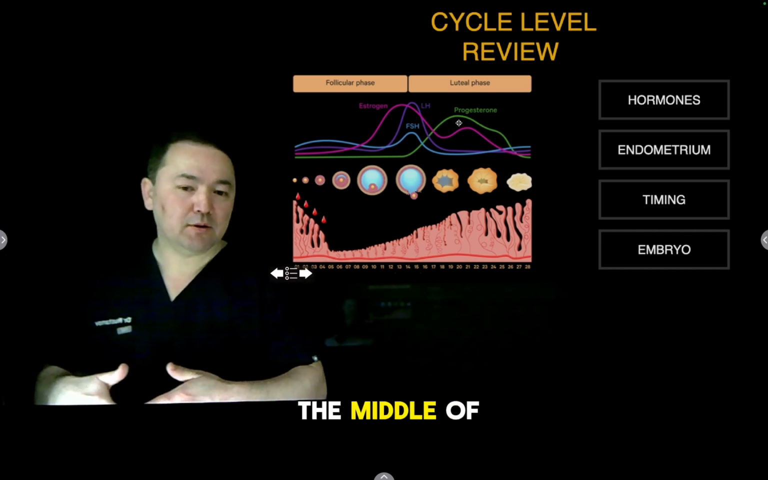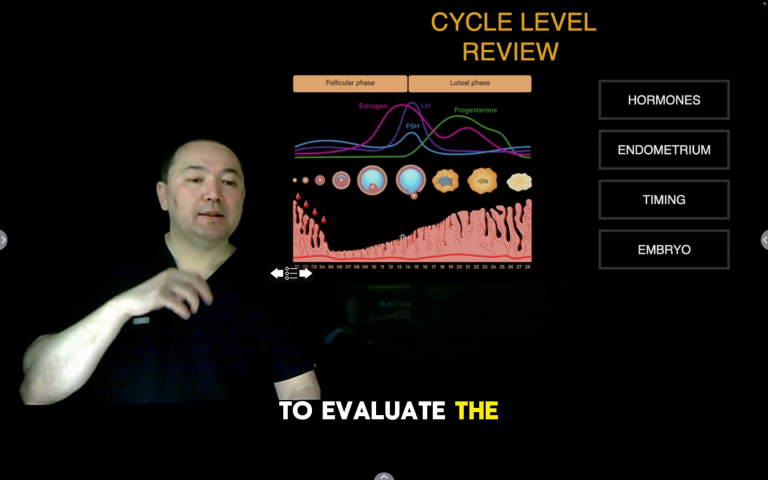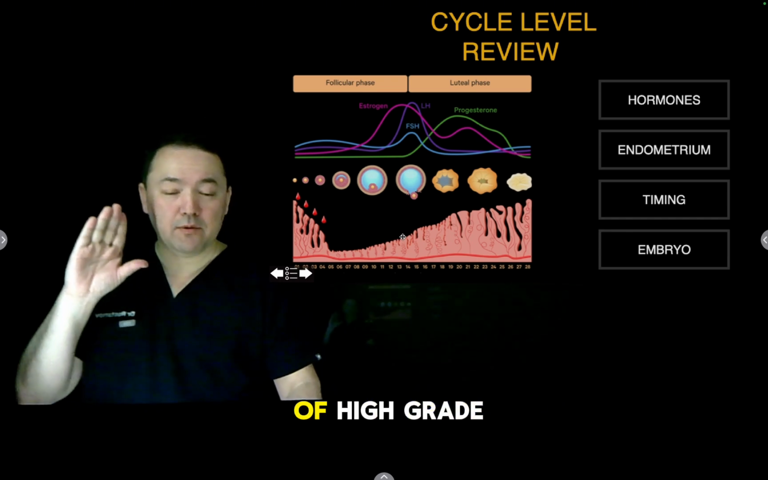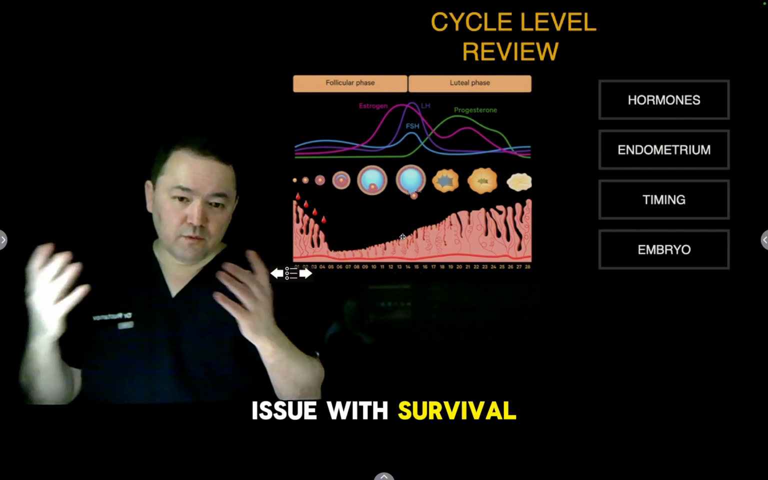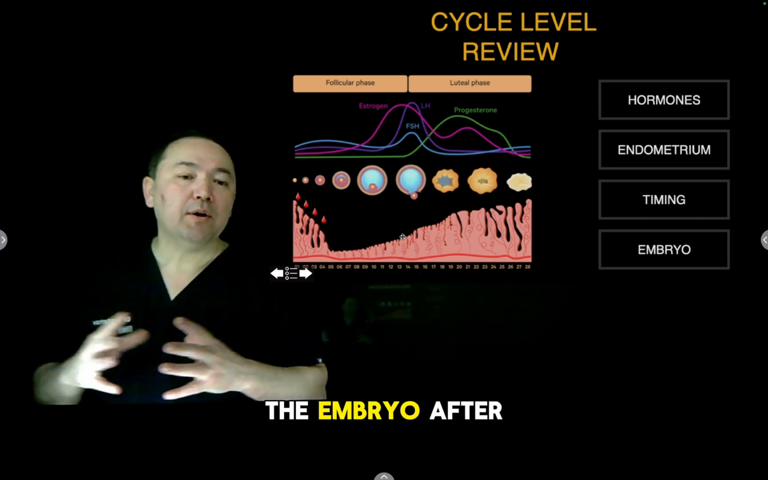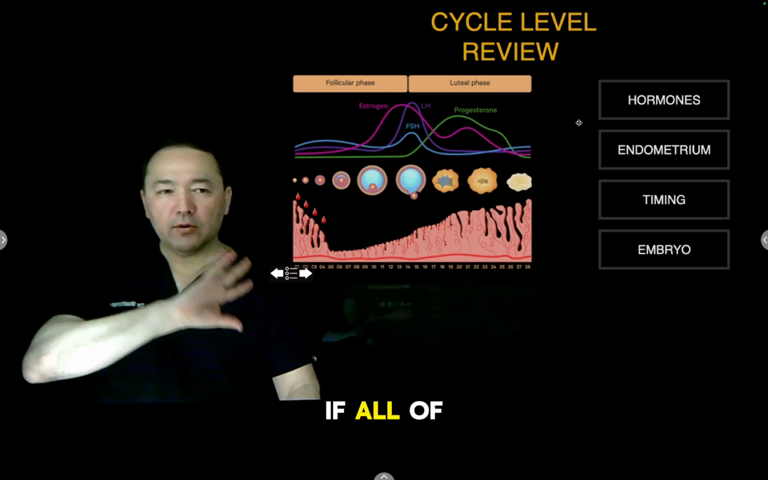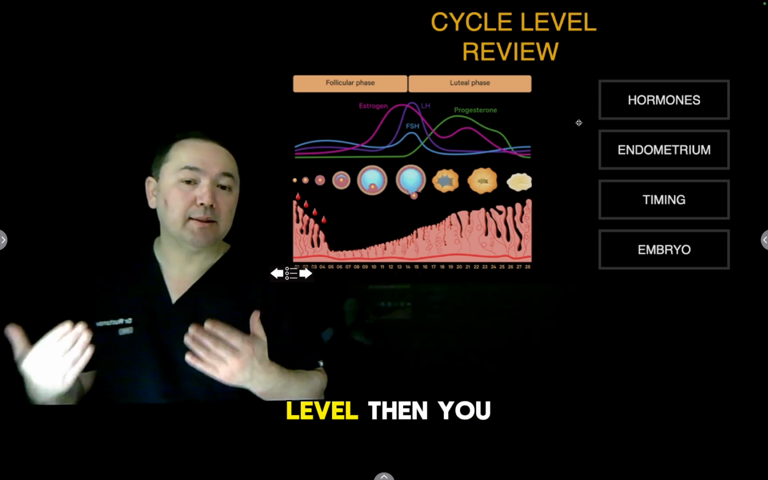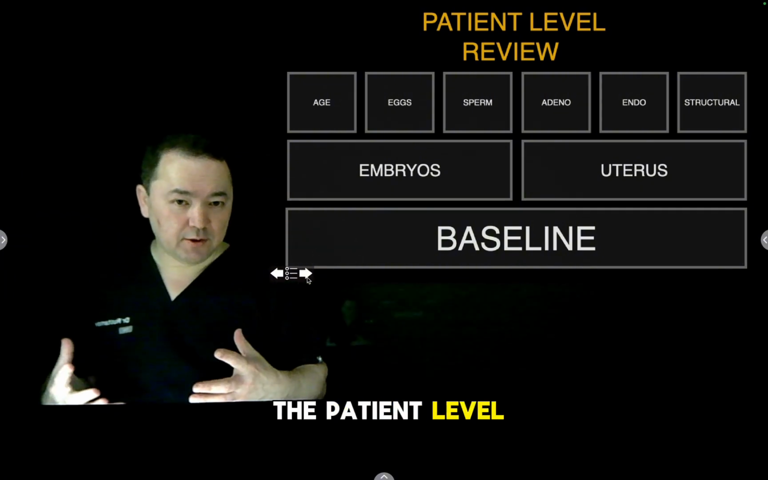That's right in the middle of the implantation window. Then you need to evaluate the quality of the embryo which was transferred, whether this embryo was a high-grade blastocyst, and if there was any issue with survival or expansion of the embryo after thawing. You analyze these 4 things. If all of these things were right, then you assume there wasn't any issue at the cycle level. Then you start understanding if there is any issue at the patient level.